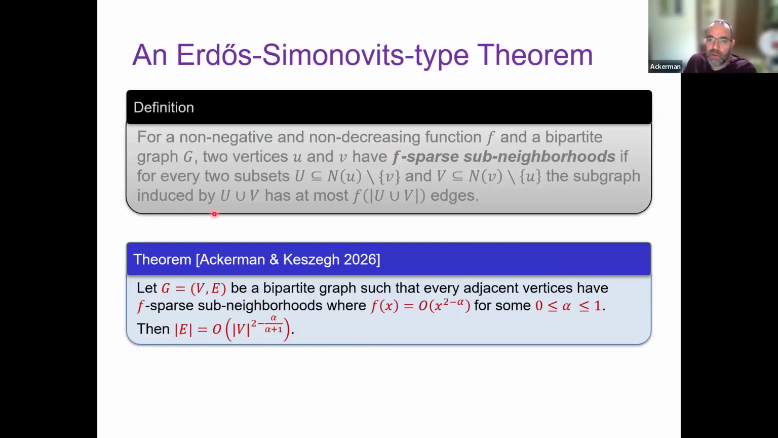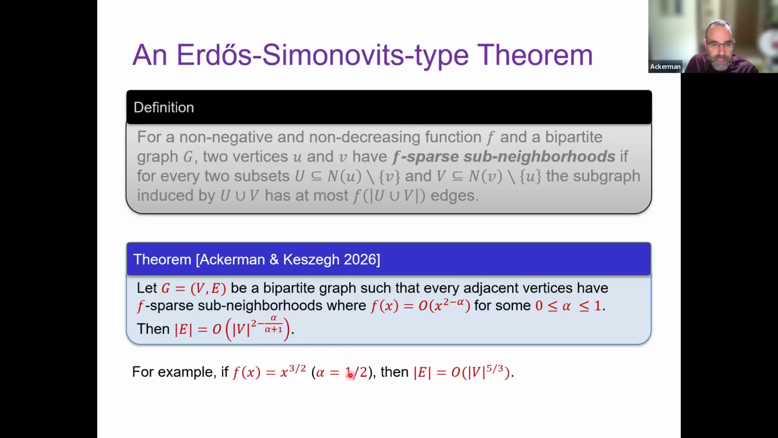The theorem says, we call it an Erdős-Simonovits type theorem for a reason that I will soon explain, that if you have a bipartite graph, and every pair of adjacent vertices have f-sparse sub-neighborhoods, where f of x is of order x to the power of 2 minus alpha for some alpha. So basically it says that you have this local sparsity property. Then you can get a global sparsity property, which means that the number of edges in the graph is at most the number of vertices to the power of (2 minus alpha) over (alpha plus 1).